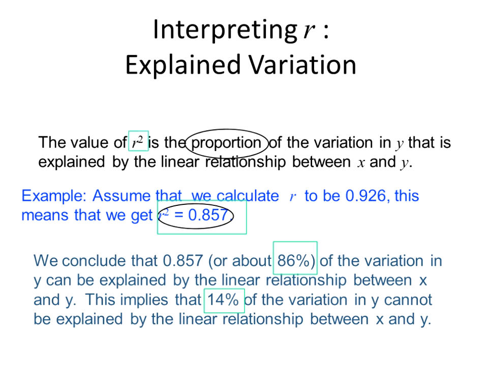So R squared is the proportion of the variation, and that proportion is given to us as a percentage. So you can think of it as a percentage. It's the percentage of the variation in Y that can be explained by that linear relationship that we have between the two variables.